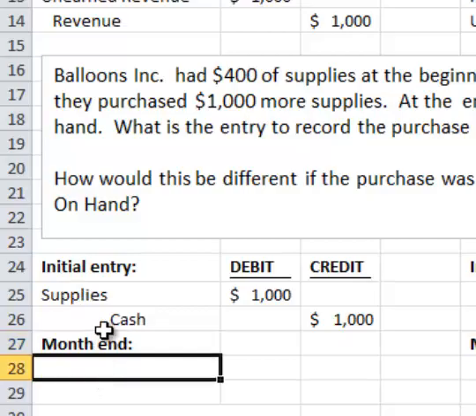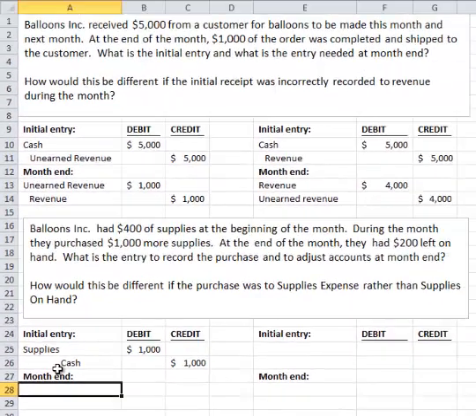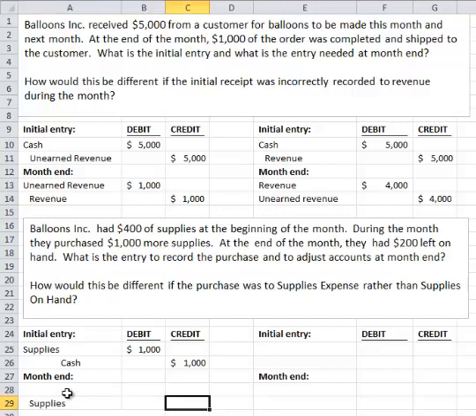Now at month end we want the supplies balance to be the $200 left. So we had 400, we added another 1,000 to it, so now the balance is 1,400 and we need it to be 200. So how do we get 1,400 to become 200? We have to back out 1,200. And what's the other side? Supplies expense. It's been used up.